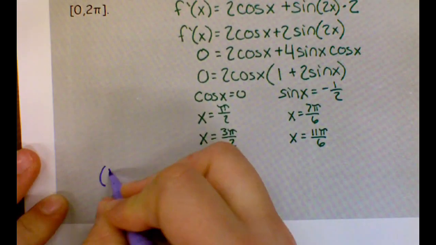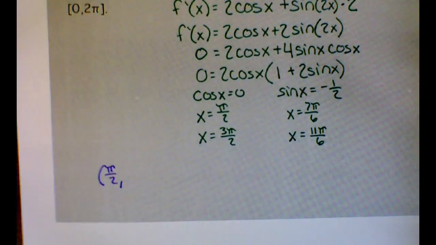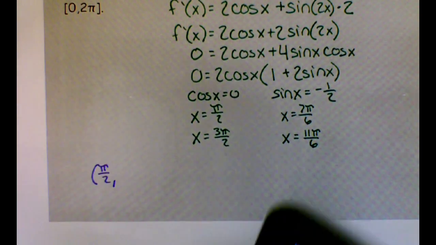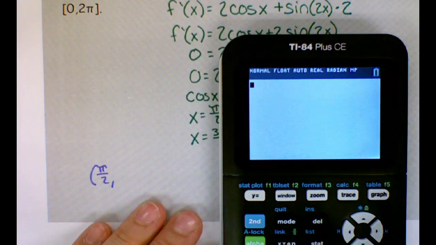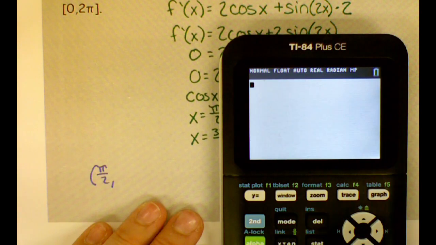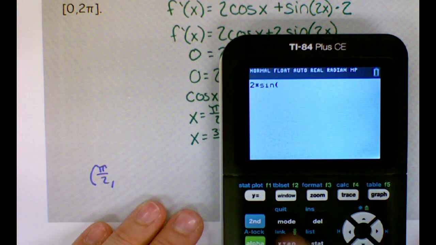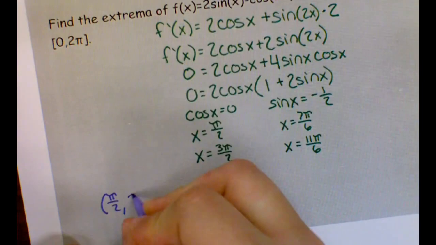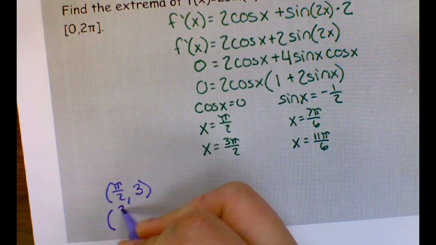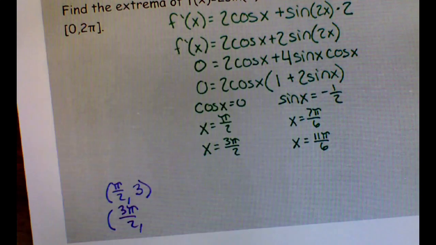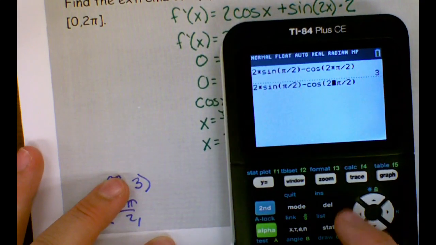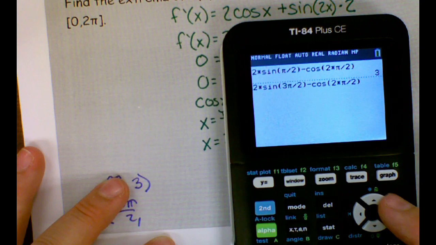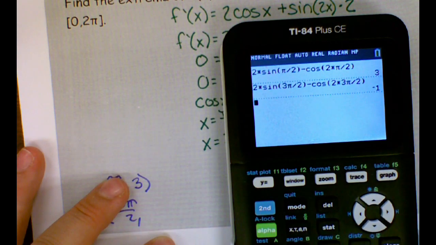So I have pi over 2. If I plug pi over 2 into my original function, you know what? Calculator it is, right? Make sure I'm in radian mode. Perfect, okay. 2 times the sine of pi over 2 minus the cosine of 2 times pi over 2: 3. All right, 3 pi over 2. I'm just going to take that same exact equation and insert a 3 in front of my pi. Negative 1.